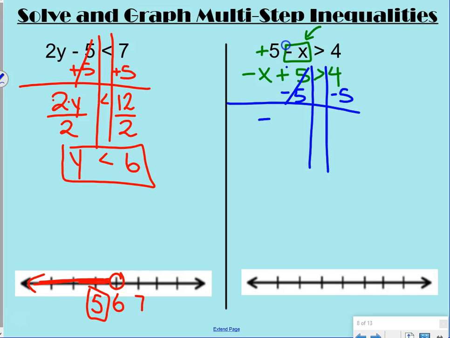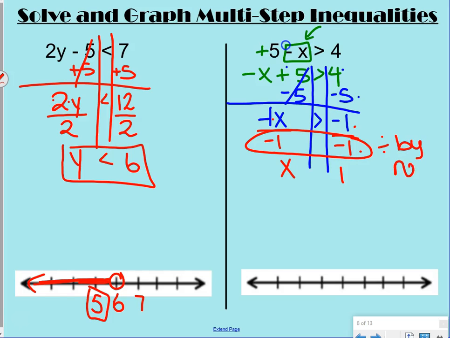We bring down the negative x, which is really negative 1x, is greater than 4 minus 5 is negative 1. This is negative 1 times x. We undo that with dividing both sides by negative 1. x, negative 1 divided by negative 1 is positive 1. We divided by a negative, which means we have to flip our inequality from greater than to less than. x is less than 1.